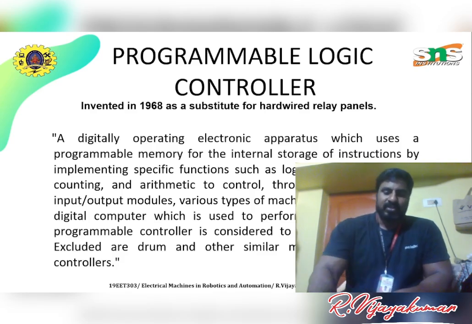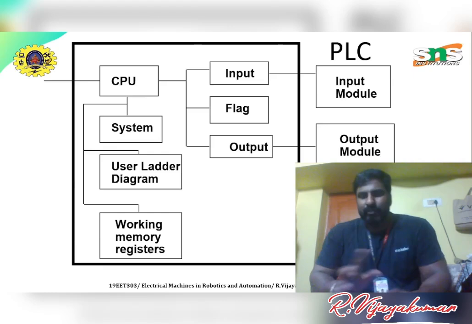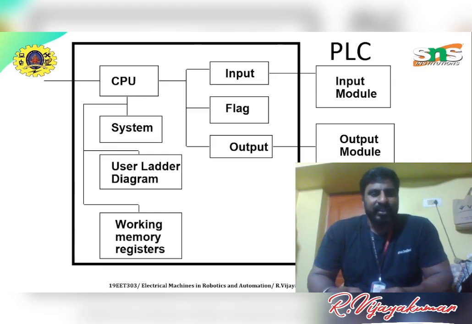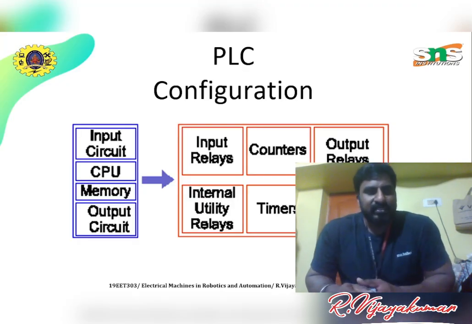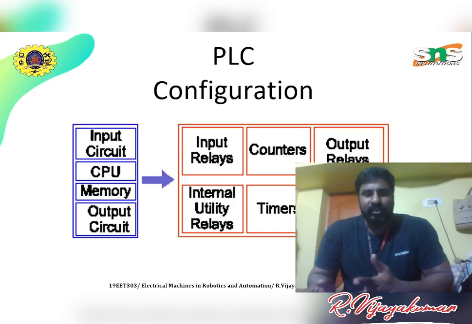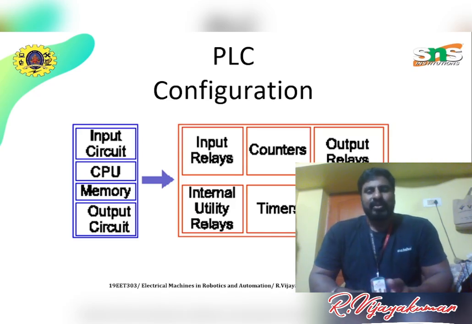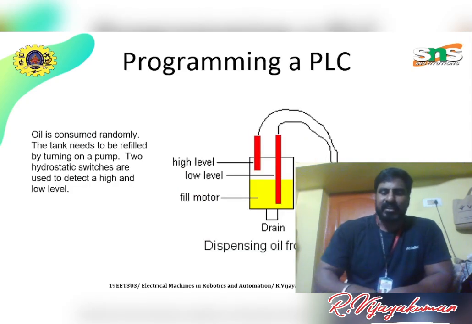So in a normal PLC block diagram like this, we have a central processing unit, CPU, under the system, and user ladder diagram and working memory registers, and also it will give to the input or a flag or an output. So input means input module, output means output module. And also the PLC configuration: input, CPU, memory and then output, with input relays, counters, output relays and internal utility relays, timers and then data storages.